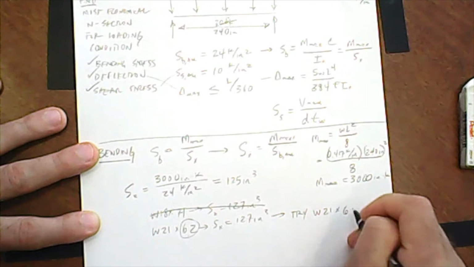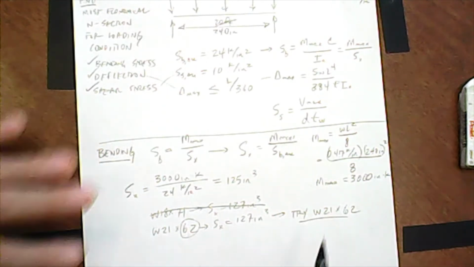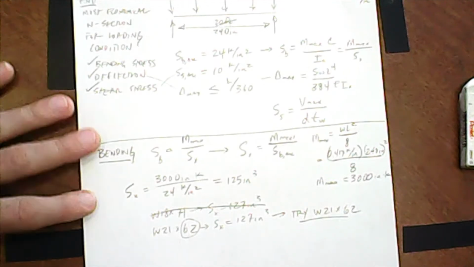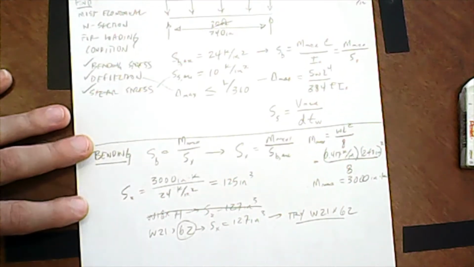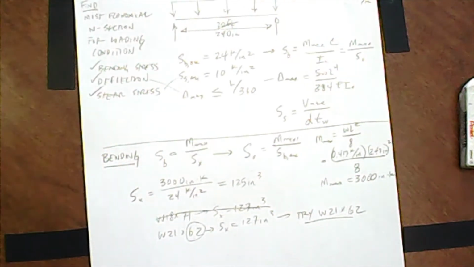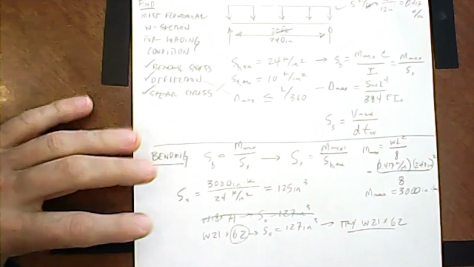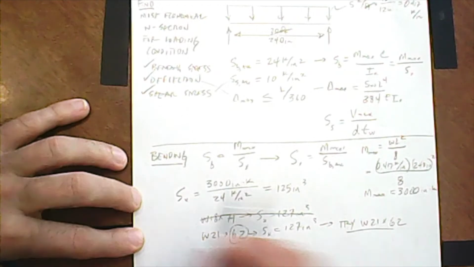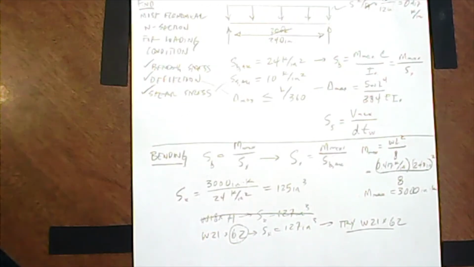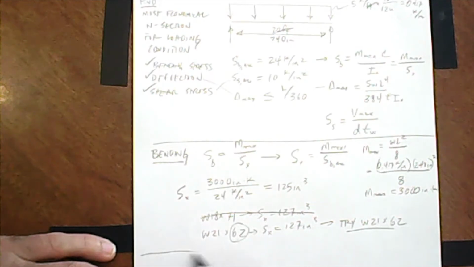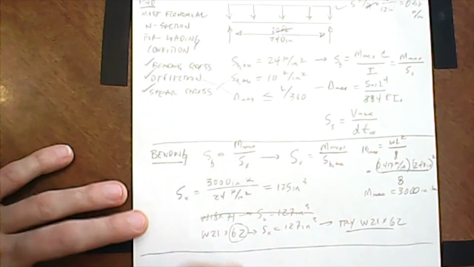So we're going to try W21 by 62. Remembering that W21 by 62 satisfies our criteria for bending. But that's all it does. Satisfies our criteria for bending, and that's good enough for now, because that's all we've checked. Okay? So now we're going to move on and check our deflection.